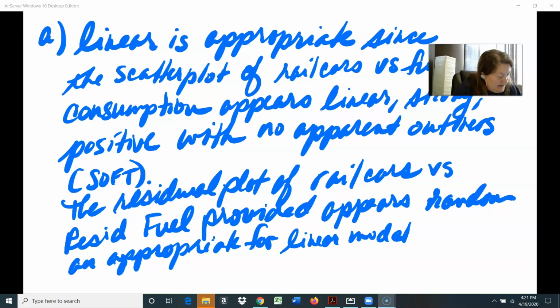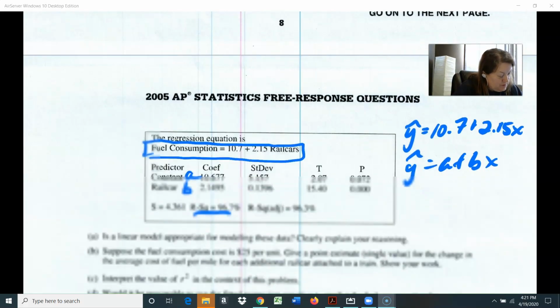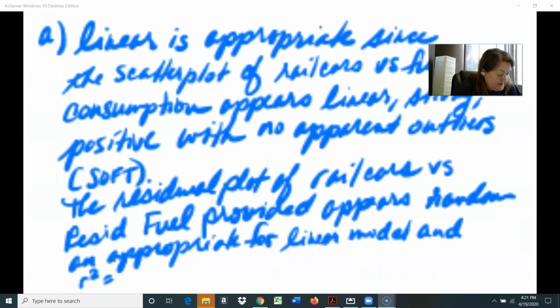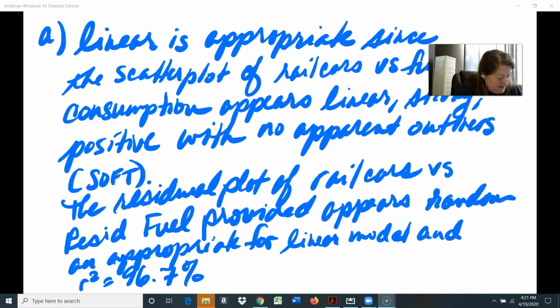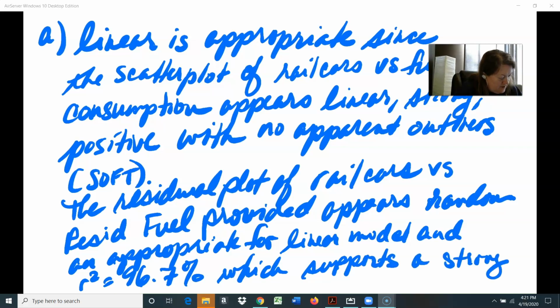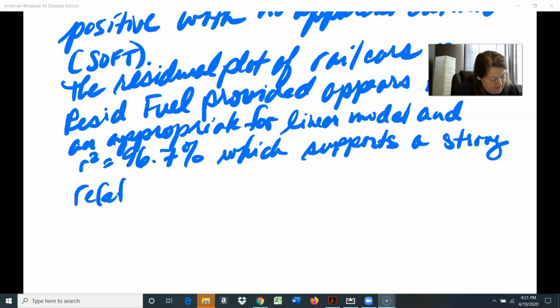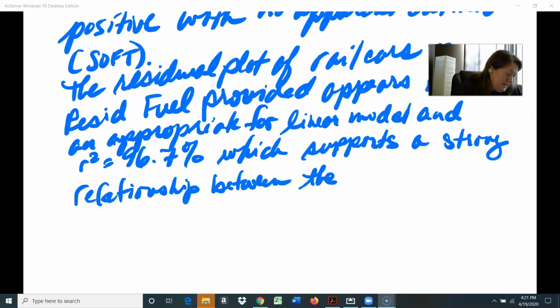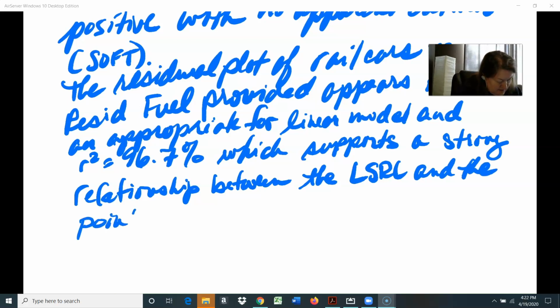And lastly, what was the last thing? And r squared was equal to 96.7, and I'm going to use that as my last reason, 96.7%, which supports a strong relationship between the least squares regression line and the points of data provided.